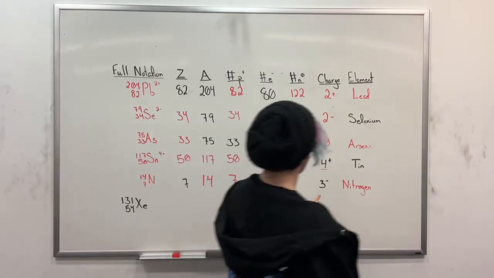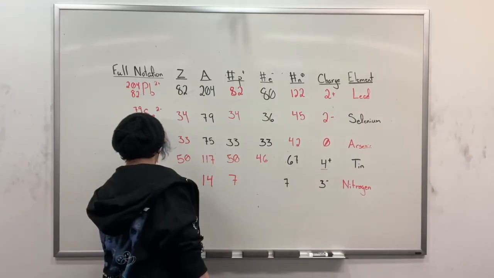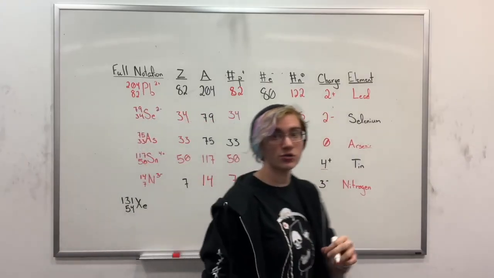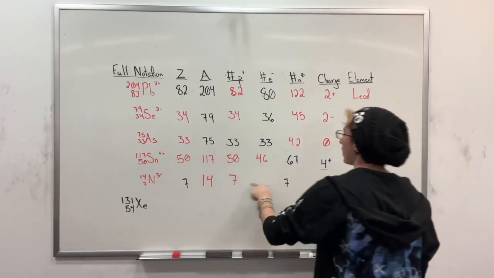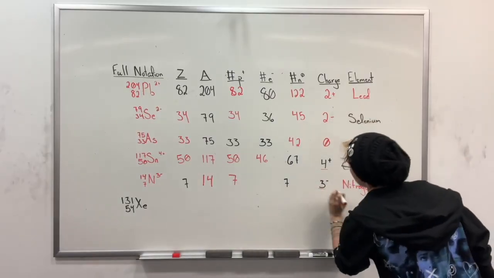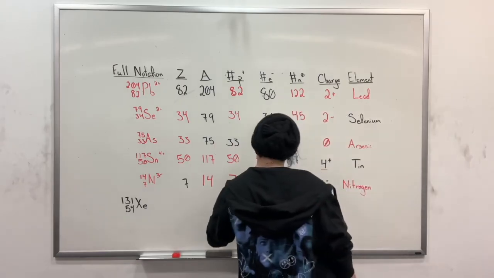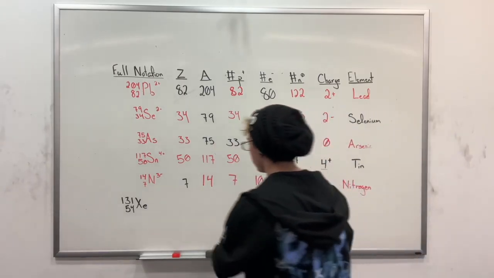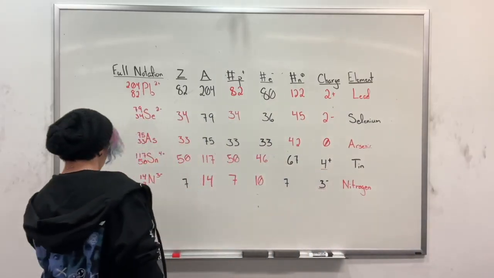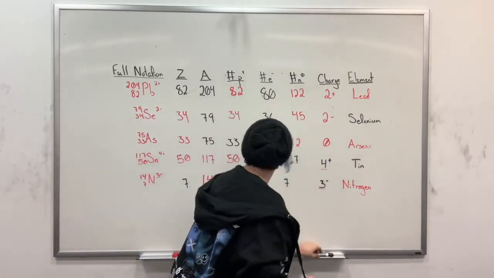Last part is electrons. We have a 3 minus charge. Negative charge means we have more electrons than we do protons. And we have 3 more electrons than we do protons, so we have 10 electrons to give this that 3 minus charge. And our last bit, I'm just going to move this over so it's in line with the rest of them.